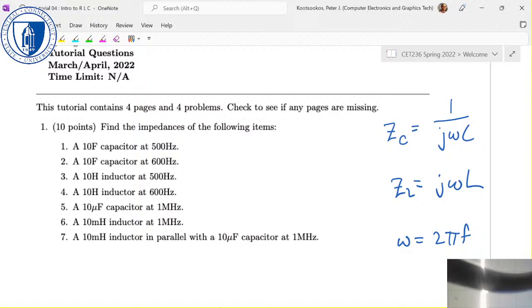Okay, so let's see about answering some of these. Let me see who we got. Anna, can you tell us what you got for question 1, or 1-1? Three point 183. Yeah, so there's a couple of things missing there. So let's have a look. 10 farad at 500 hertz.